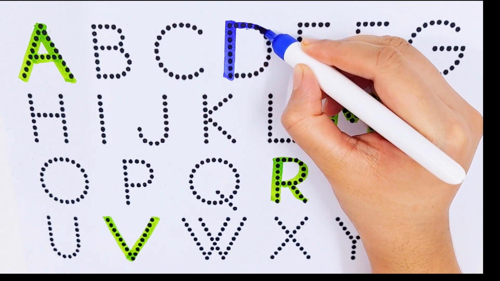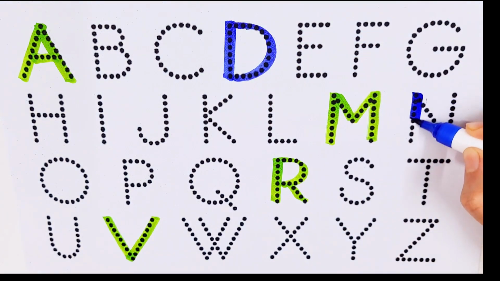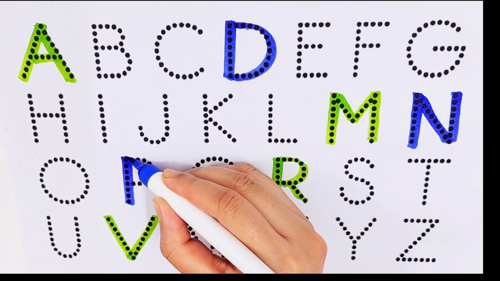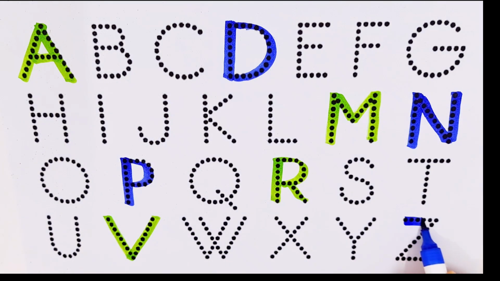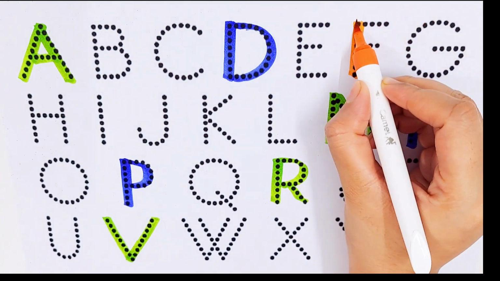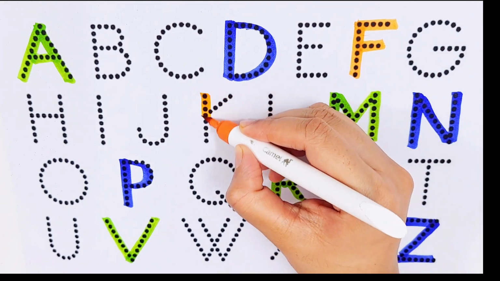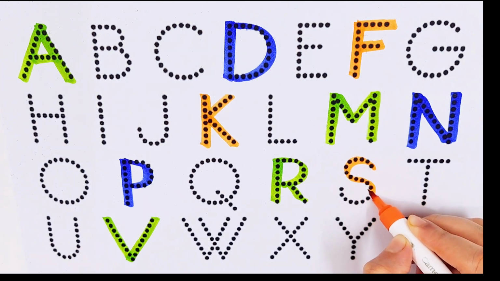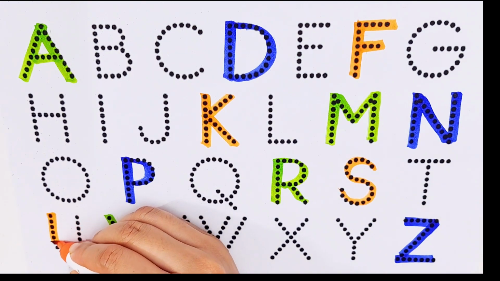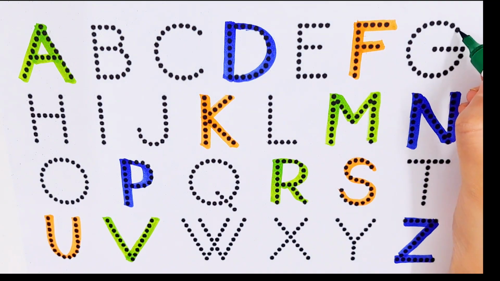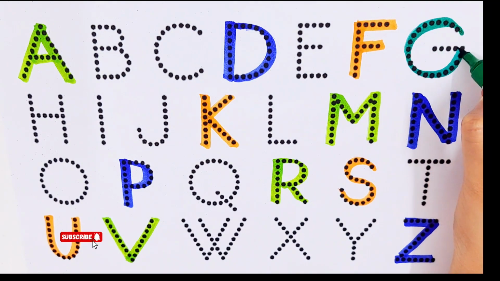D for duck. N for nose. P for pencil. Z for zipper. Orange color. F for fish. K for kite. S for ship. U for university. Dark green color. G for grapes.